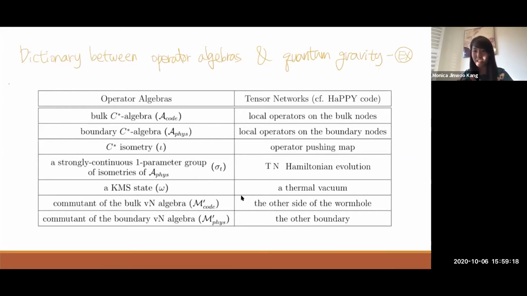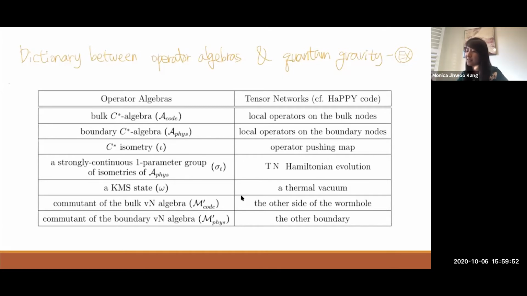So that's what I really have in mind here as an easy toy model, so that when you have the C-star algebra on the bulk and the boundary, which is not requiring much of a state, then you have basically the operators of the bulk and boundary nodes respectively in this tensor network. And a C-star isometry is exactly that map that goes from the bulk to boundary as an operator pushing map. A tensor network does not necessarily require a Hamiltonian, but one can always have a Hamiltonian sufficient to evolve it, to understand the Hamiltonian description of the theory thereof.